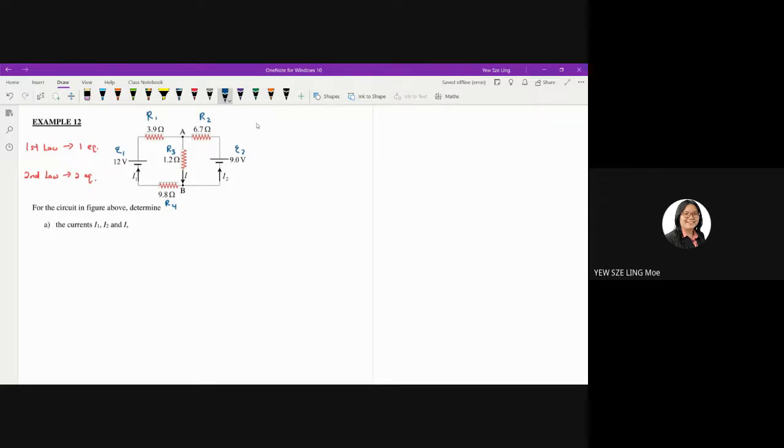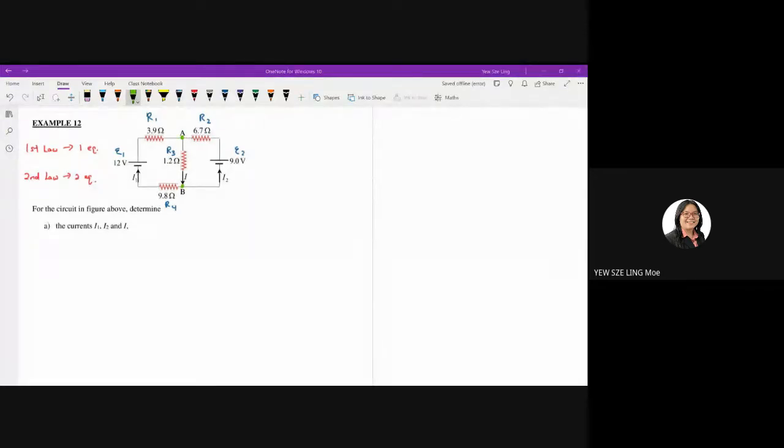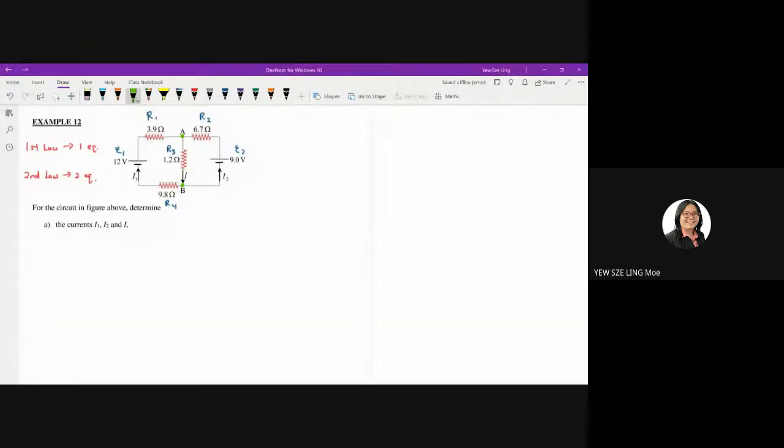First thing, when it comes to two loops questions, you look at the junctions. This question is being very nice to you. It tells you that you have junctions A and B already. We need to know where the junction is in order to apply the first law. So we have junction A here, junction B here. We can now apply Kirchhoff's First Law. It tells you the summation of I in equals the summation of I out.